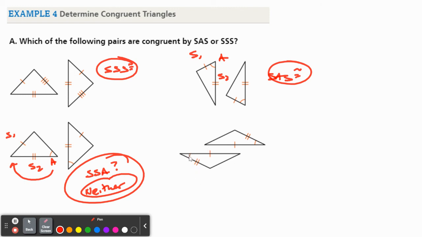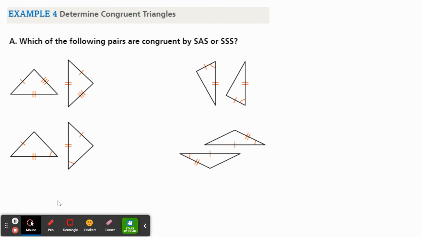And then again here, side, angle, side, side, angle, side. This angle is in between. This is side, angle, side congruence. So this is what you need to be able to do, right, for these example problems.